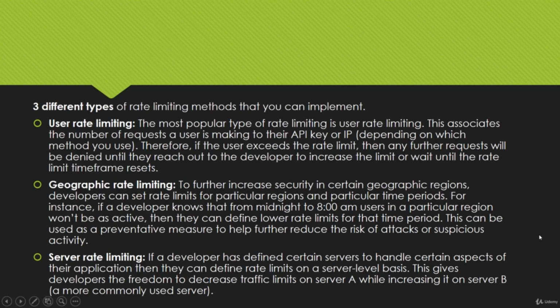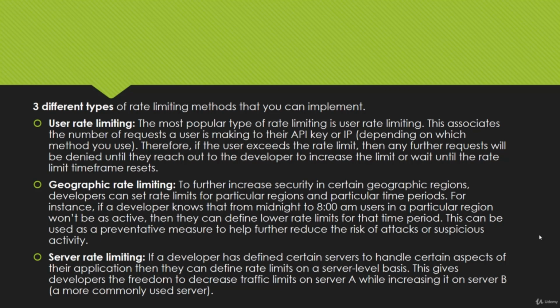So there are basically 3 types of rate limiting methods that can be implemented. The first one is user rate limiting. It is one of the most popular types of rate limiting. This associates the number of requests that a user is making to their API key or IP. Therefore, if the user exceeds the rate limit, then any further requests will be denied until they reach out to the developer to increase the limit or wait until the rate limit time frame resets.